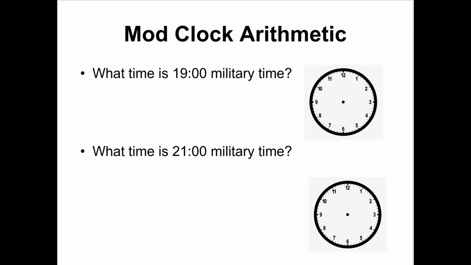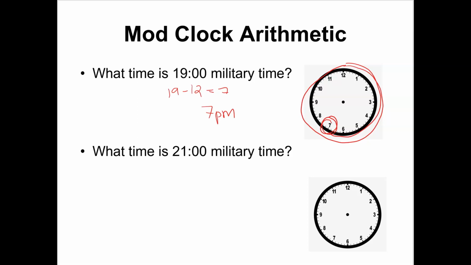So we have regular clocks, which have 12 at the top, right? They don't have the 0. What time is 19 military time? We would go around the clock once, which would be 12, and then see how many are left over. 19 minus 12, we have to go 7, so that would be 7 o'clock, 7 p.m. So 19 is equivalent to 7.